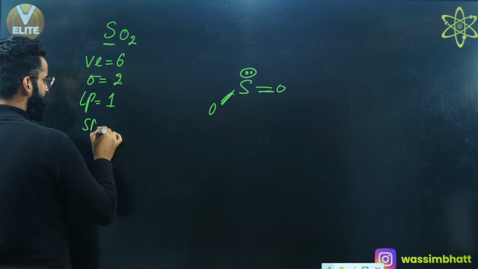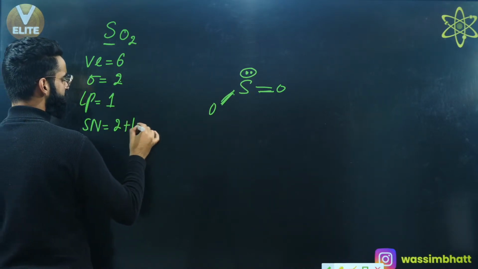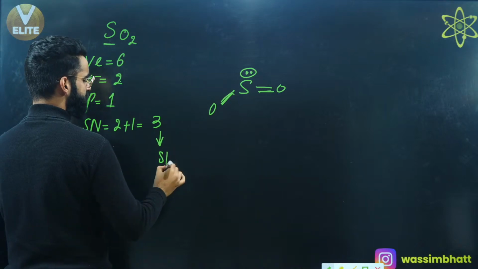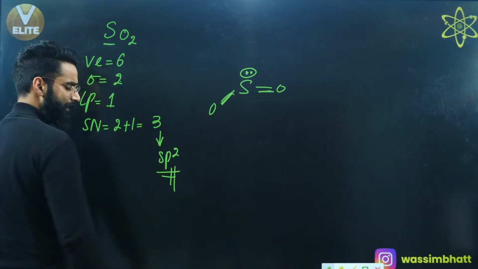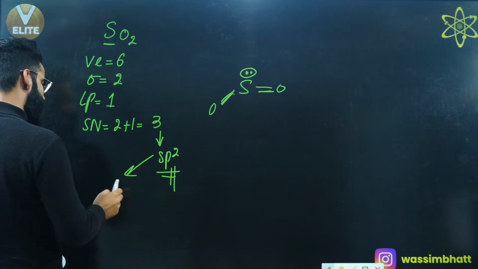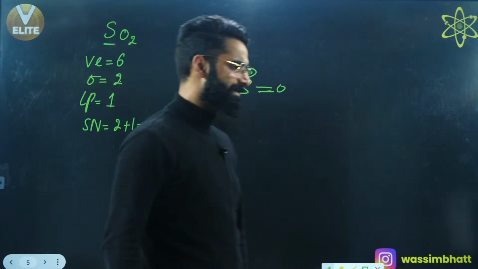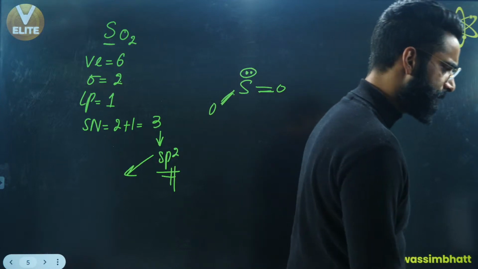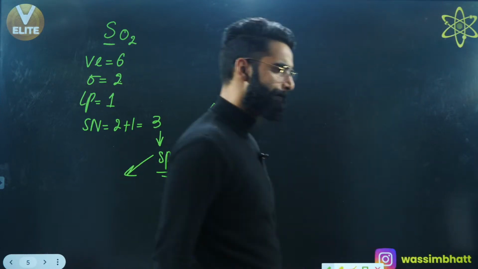What about the steric number? Steric number is going to be 2 plus 1. 2 plus 1 comes out to be 3. If steric number is 3, the hybridization is going to be simply sp2, correct? Right? If hybridization is sp2, its geometry is going to be what? It's going to be trigonal planar. Yes? Right, people? I'm sure it's clear to everyone, yeah?